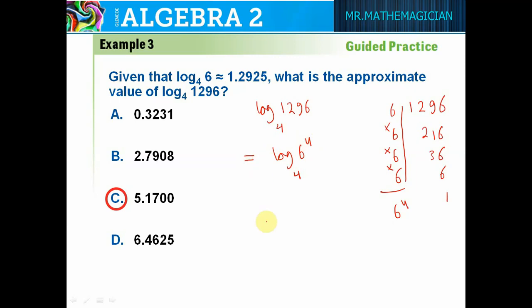Now take this 4 in front of log, so it will be 4 log 6 base 4, and we are given log 6 base 4 as 1.2925, so 4 times 1.2925, and this will be 5.17. So really C is the accurate choice.